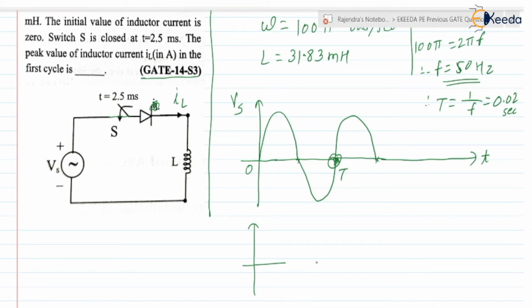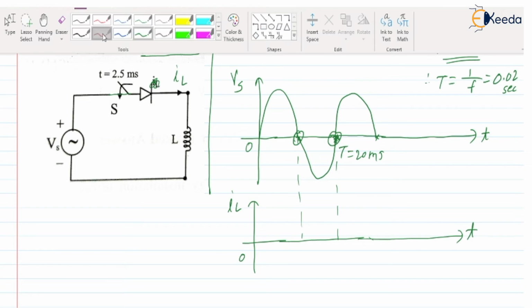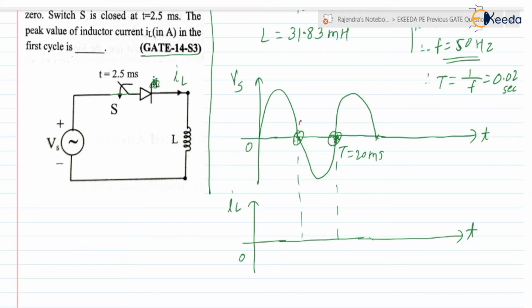Now if we check the waveform of the current IL, if this is 20 millisecond, then it is 10 millisecond here. So this is 10 millisecond. Then 2.5 millisecond will be here, at approximately 45 degree. So this is the 2.5 millisecond.